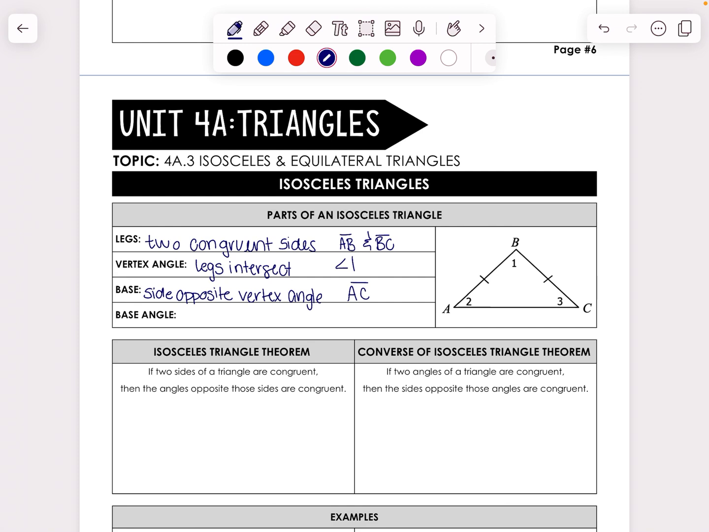Then we have our base angles. Those are going to be our two angles along the base, so basically just anything but your vertex angle. In this picture, it's going to be angle 2 and angle 3.